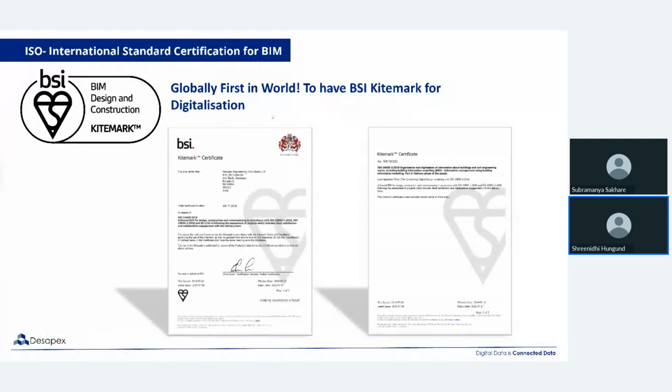And one more unique thing about us is that we were the first company to get the ISO 19650 kitemark, which is now a global standard for BIM design and construction, from BSI. Five of our projects were audited, and we got this kitemark in 2019 when the kitemark was recently launched.